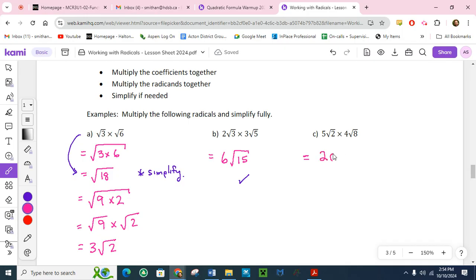5 times 4 is 20. 2 times 8 is 16. Now, when you see root 16, you shouldn't be thinking what perfect square number goes into 16. 16 is a perfect square, so you actually can just square root it. The root of 16 is 4. And 20 times 4 is actually just 80. Isn't that kind of crazy? 5 root 2 times 4 root 8 is just equal to 80. You can try that on your calculator. I'm 99% sure that it'll work.